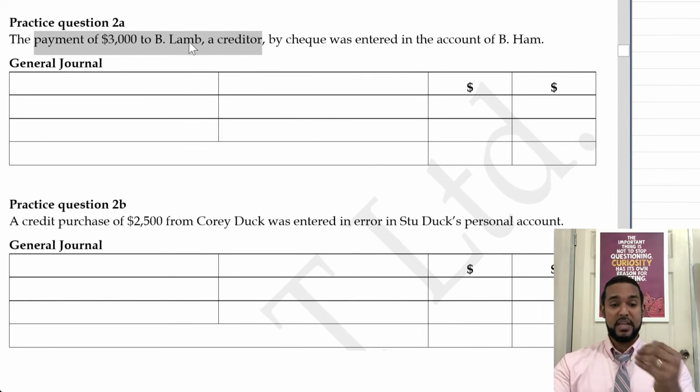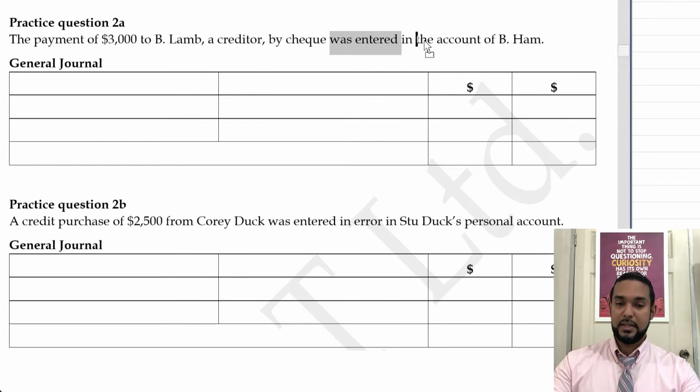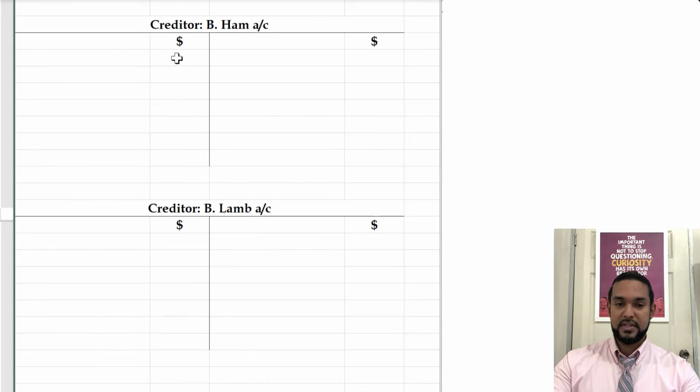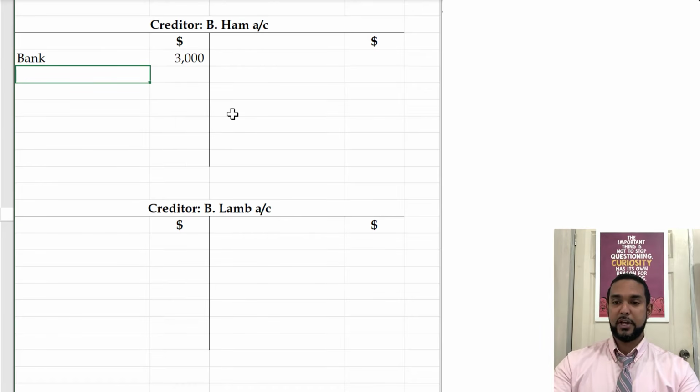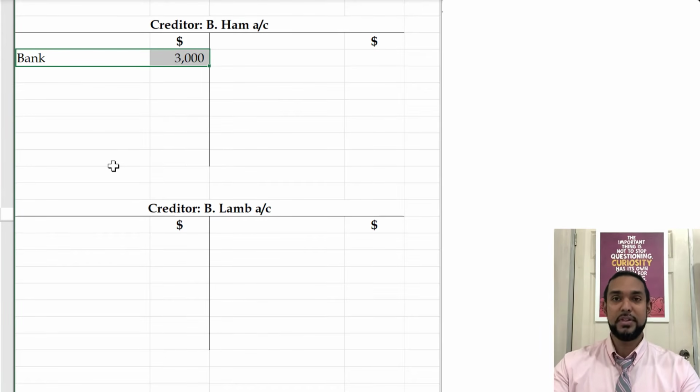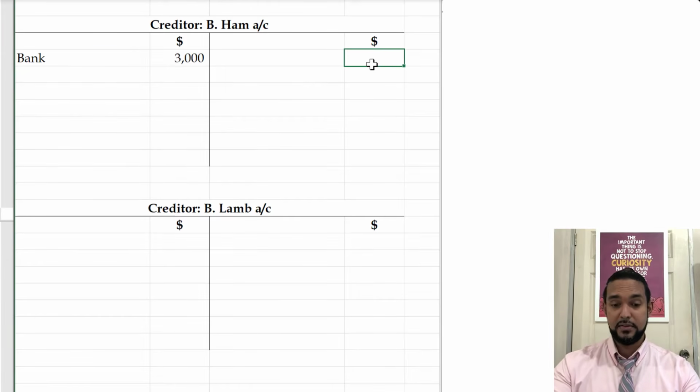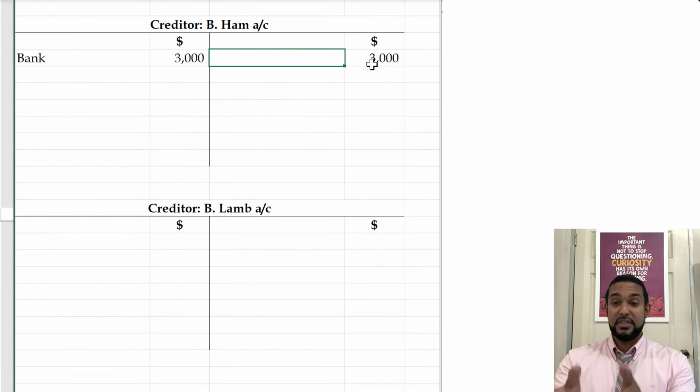Now, we were supposed to debit B. Lam because we paid B. Lam, but it was entered in B. Ham's account. So there's a debit in B. Ham's account of $3,000, and it came from bank because we paid with a check. But this shouldn't be here. How do you undo a debit that shouldn't be there? You have to go on the opposite side and put the same amount to cancel it off.